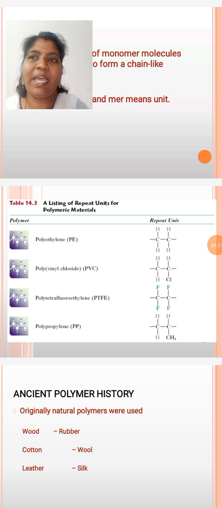Polymer will have high density and high viscous strength. The strength of the polymer will be very high. The thickness and the density of the polymer will be very high compared to the organic molecule.